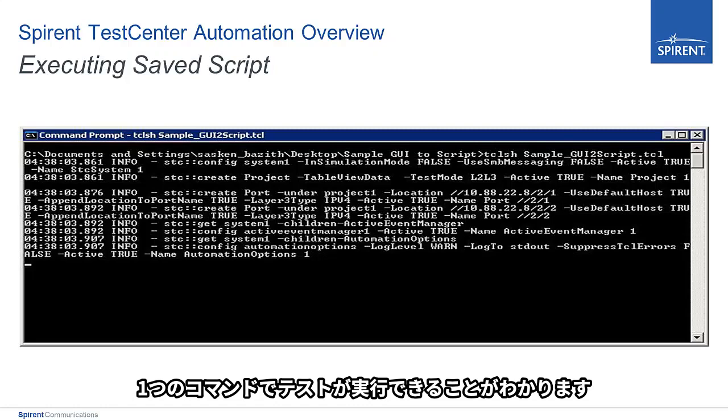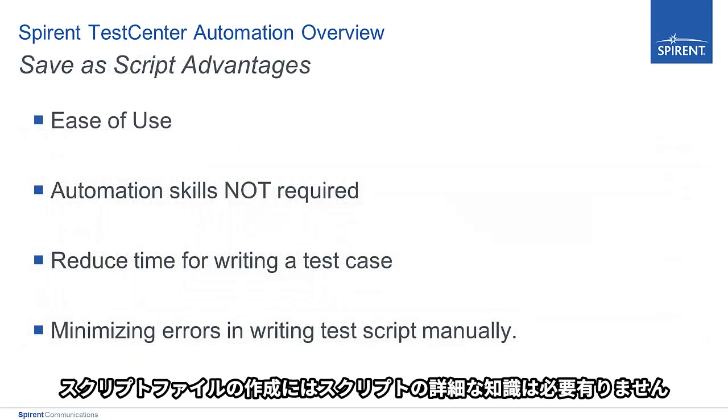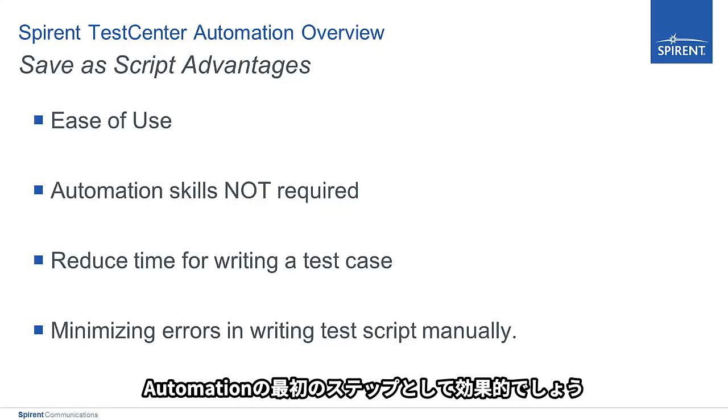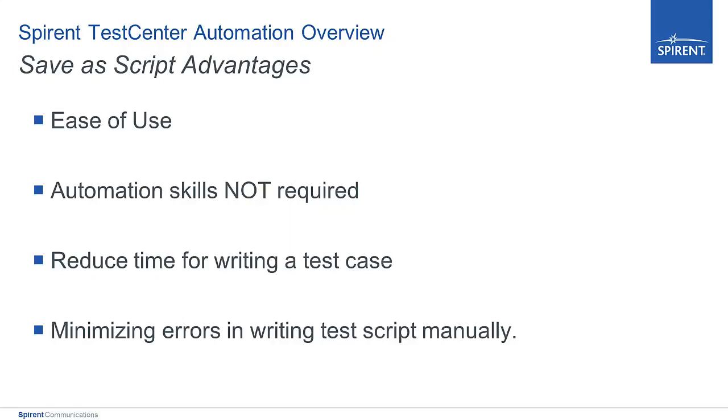No programming experience necessary. To recap, the GUI to script benefits: ease of use. Create it in the GUI, set it and forget it. Automation skills not required. Reduce time for writing a test case. You're going to go into the GUI, you press the button, it generates the script. Now you can rerun those. Minimizing errors in writing test scripts manually. Those of you who have performed any programming know that one little character, one little extra comma, open paren, uppercase or lowercase character can mean that the script is not going to work. In this case, you are exposed to absolutely none of that.